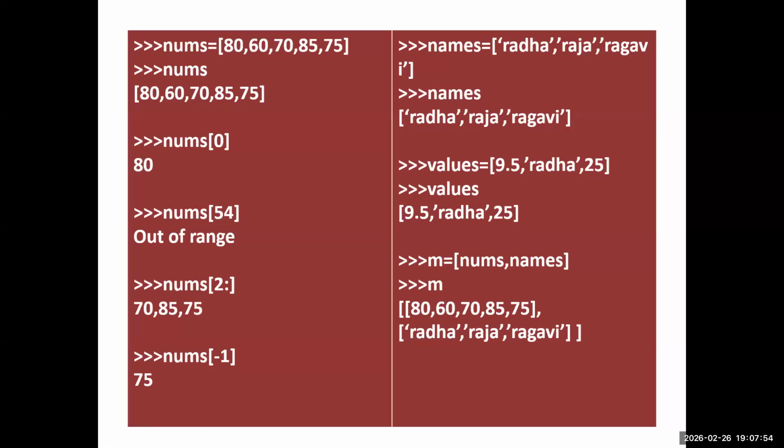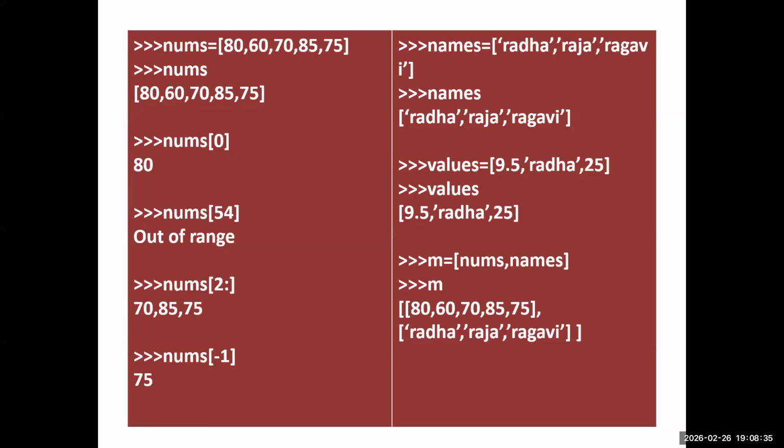Suppose we want to print the 0th location value from the list, nums of 0. The location starts from 0. The value at the 0th location is 80, so 80 is printed on the screen. Nums of 54 is not available here. It has only 5 values, so you can give only locations 0 to 4. It is not possible to give the 54th location, so it gives an out of range error message.